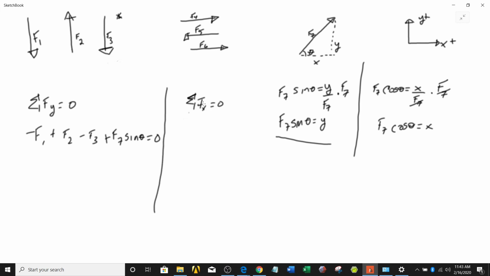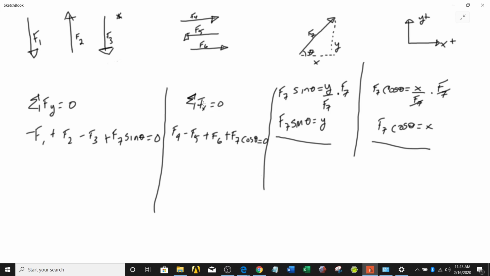Now I'll do the sum of the forces in the x direction, and I'm assigning it to go in this direction positive, negative, positive. So it's going to be F4 minus F5 plus F6, and now I have to get the x component of this vector, which is this one right there. So it's going to be plus, because it's going in the positive direction, F7 times cosine theta, and that is equal to 0.